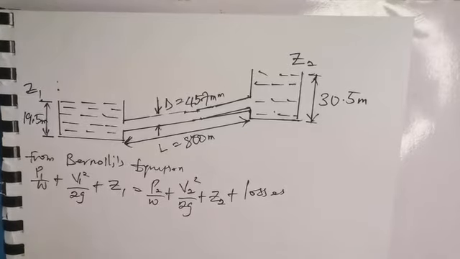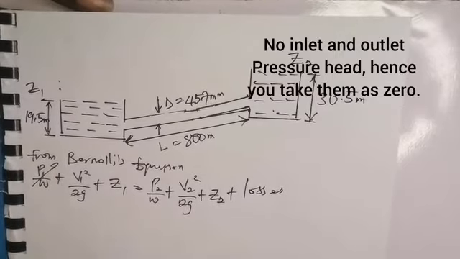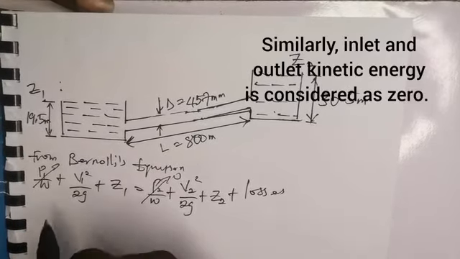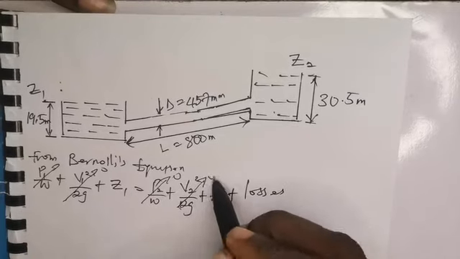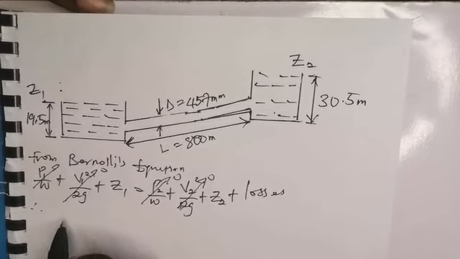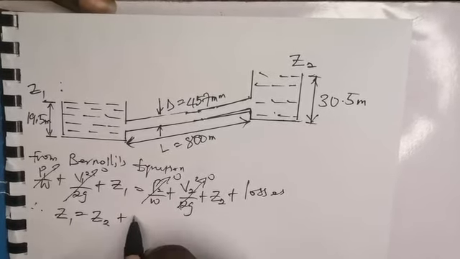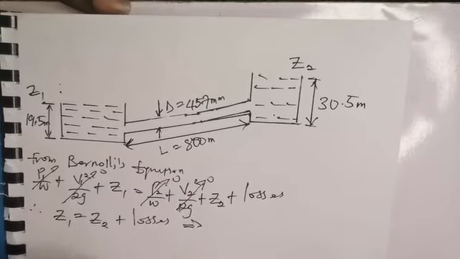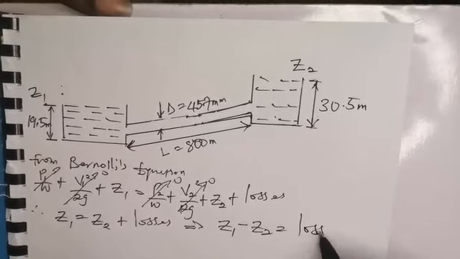Okay, so plus losses. Now at the inlet there is no pressure head, which means this is taken as 0. Same thing at the outlet, there is no pressure head, also this is taken as 0. At the inlet there is no kinetic energy, so this is also taken as 0. At the outlet there is no kinetic energy, this is also taken as 0. But we have the inlet height and the outlet height. Therefore the equation remains Z1 equals Z2 plus all losses. So you can simply rewrite this equation by sending Z2 over here. It becomes Z1 minus Z2 equals all losses.